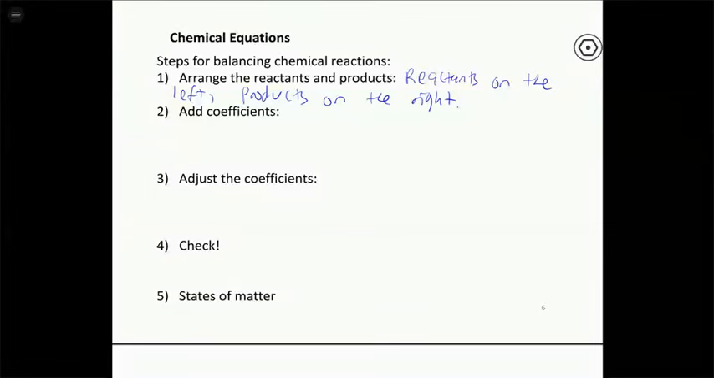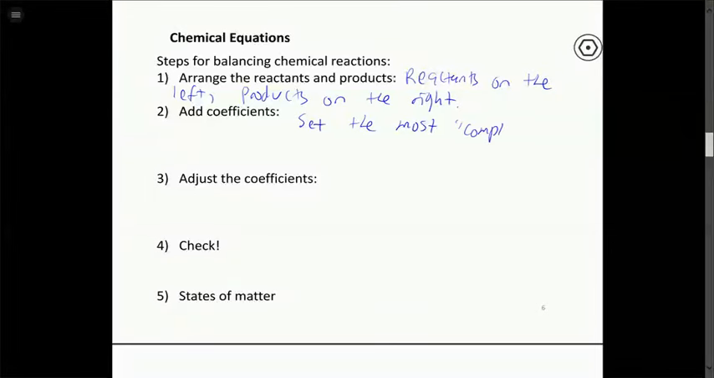And then we have to add the coefficients to balance out the number of atoms on each side of the equation. So there are some tricks to doing this. We'll learn a few of those as we go through different types of reactions. But in general, what you're really going to do is a guess and check method. You're going to start adding coefficients and then adjusting other coefficients until you get it right. But what's sometimes very helpful is to set the most complex species to one. And what I mean by most complex is the one that has the most different atoms in the formula. So we'll put a coefficient of 1 in front of that, and then we'll balance everything else based on the most complex one.